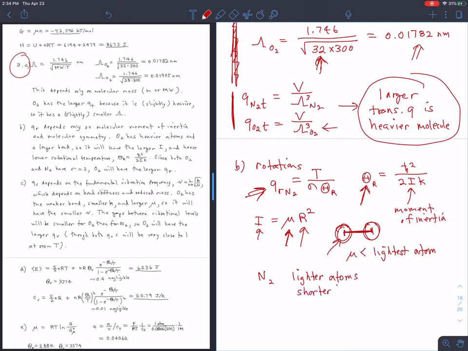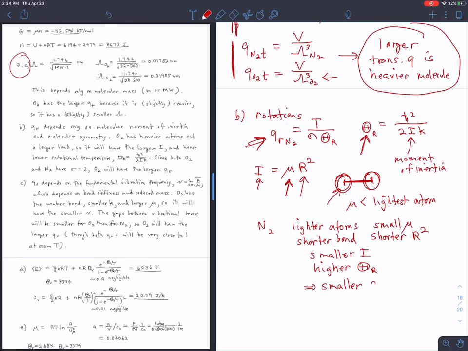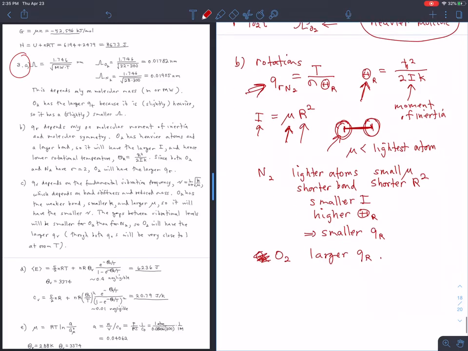It's a triple bond, and therefore will have smaller reduced mass and a shorter r squared, or a smaller r squared, and therefore it will have the smaller moment of inertia, therefore it will have the higher rotational temperature, and therefore it will have the smaller rotational partition function, and O2 will have the larger rotational partition function. For C, it asks the same questions, but about vibrations.